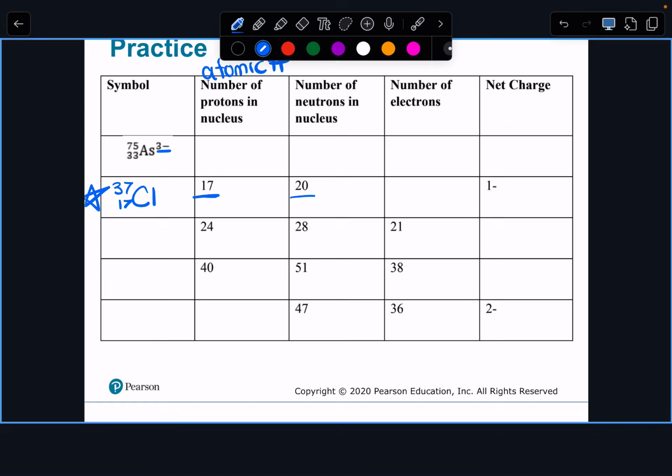And then the number of electrons, normally we would just say, oh, it's the same as the number of protons, right? It's 17. But they're telling us that this actually has a charge of -1. So that must mean that there's 18 electrons, or one more than the number of protons.